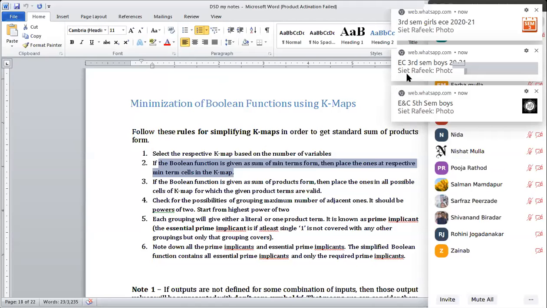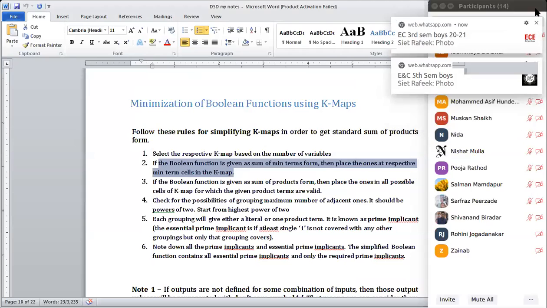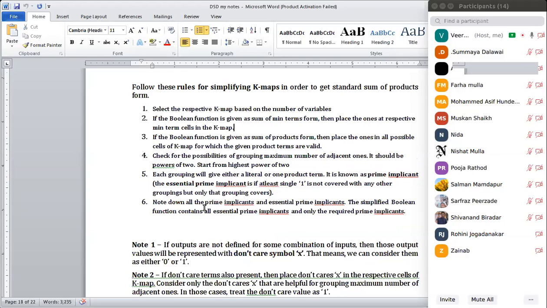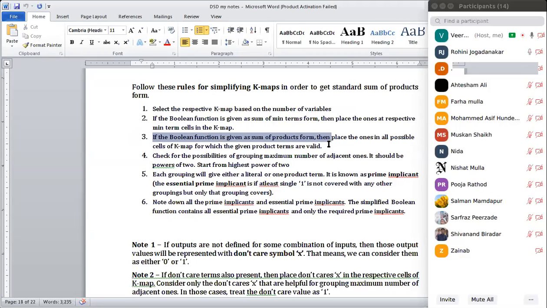With an example we will see all these things. First just look at all these steps, then we'll go with one example so that it will be very easy to solve all these things.